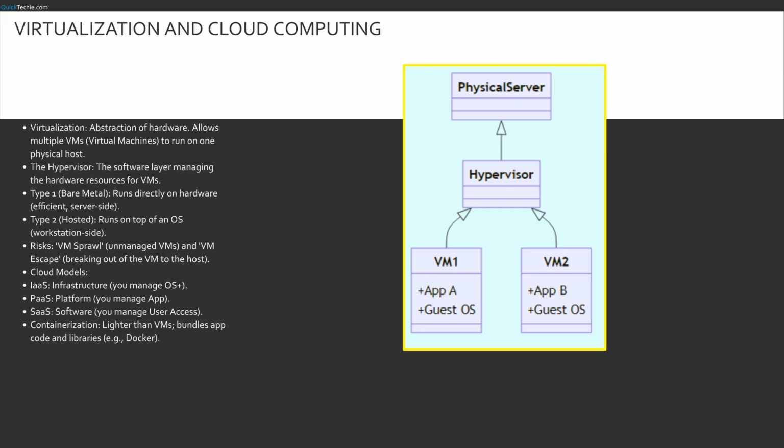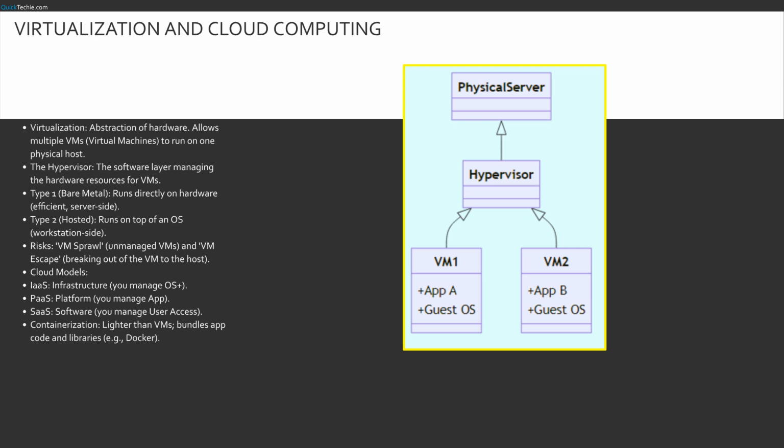We also have cloud computing. Understand the responsibility shift. In IaaS, infrastructure as a service, you still manage the OS and patches. In SaaS, software as a service, the vendor manages everything except your user data and access. Containerization is the evolution of virtualization, packaging just the application and its libraries for maximum portability.